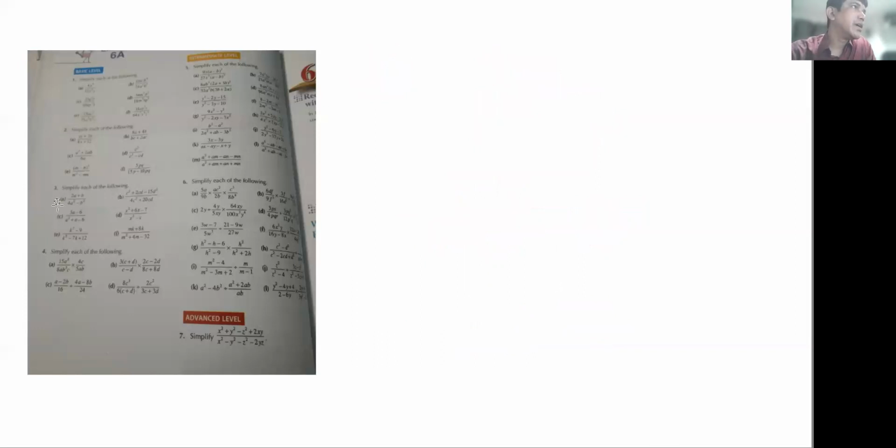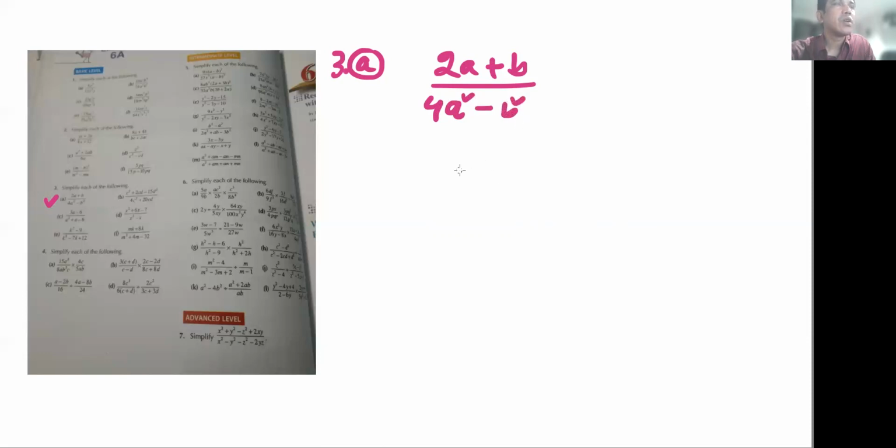Now let's go for number 3. We'll solve 3A. It is saying 2A plus B divided by 4A square minus B square. It's a bit tricky. We cannot take any common from here, right? From the denominator, we cannot take any common for both terms. But we can solve it in another way.